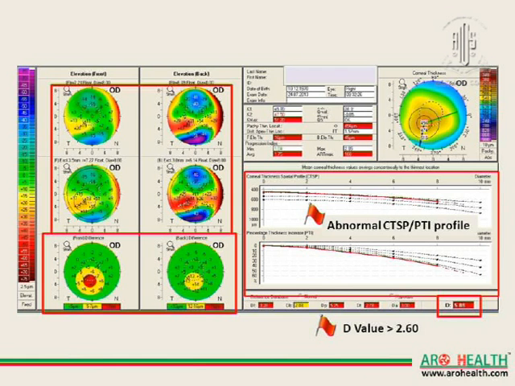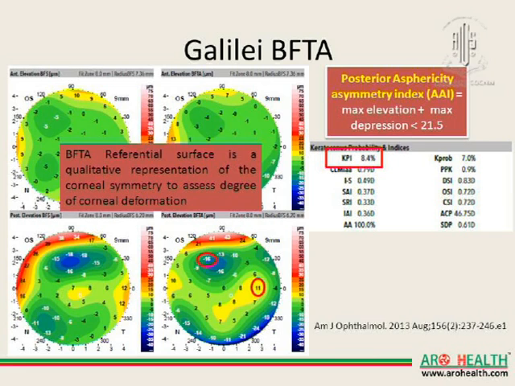The Pentacam also gives us the Belin-Ambrosio display. In keratoconus, you are likely to find that the cornea has an abnormal profile, which is PTI and CPSP, and you'll have D values which would invariably be more than 2.60. You will have abnormal difference maps of the anterior and the posterior, shown on the bottom left side. So these are the single Scheimpflug devices.